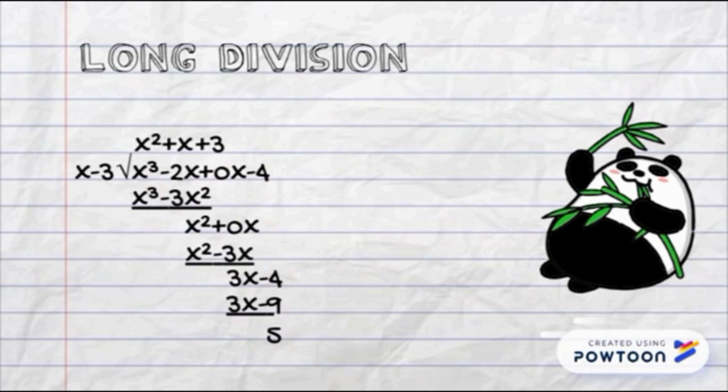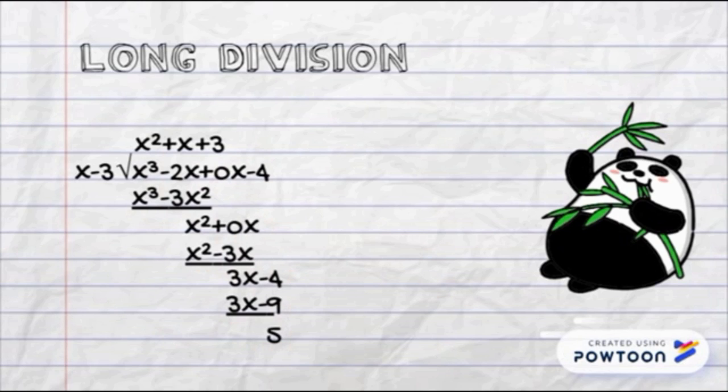We divide the 0x by the x and it will give us an x. That x will be multiplied by the x and the negative 3. The next step is to subtract the numbers that we had, the x squared by the 0x, and the new numbers, which are x squared by negative 3x.